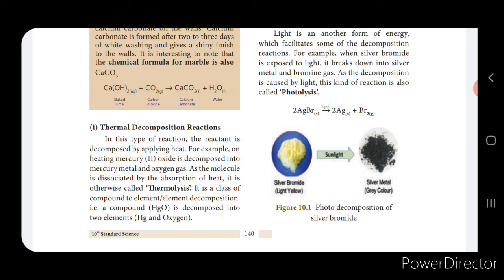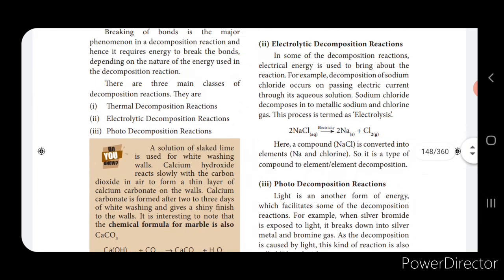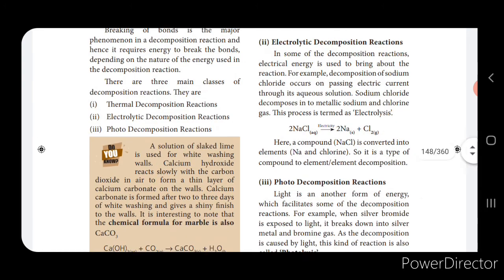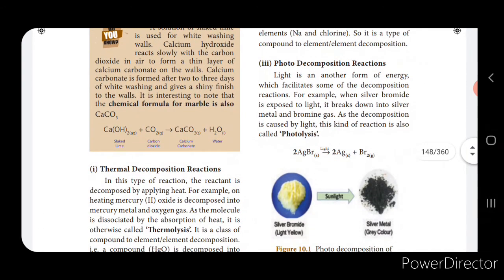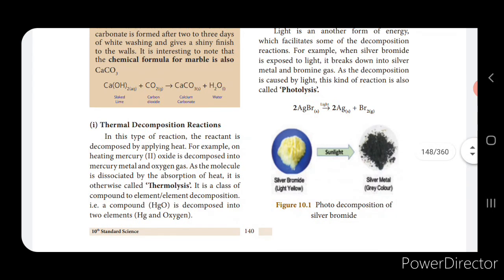Now your homework for today is that you should write the thermal decomposition reaction, electrolytic decomposition reaction, and photodecomposition reaction with examples in your class book. You should also learn these types of decomposition reaction with the balanced reactions, right? And submit the classwork in the school office on Friday.